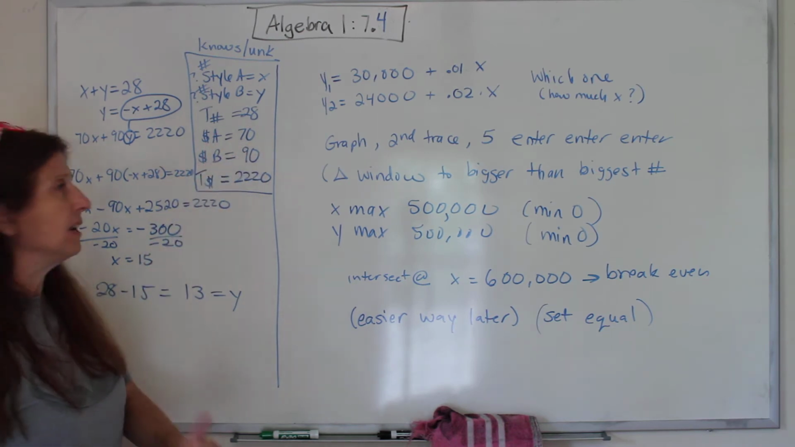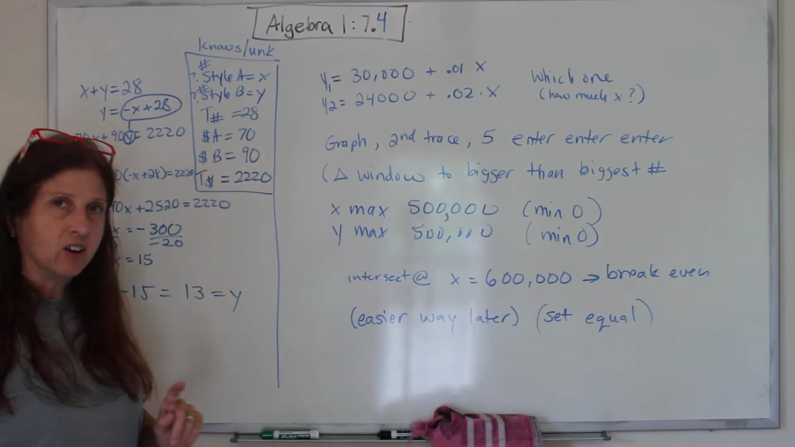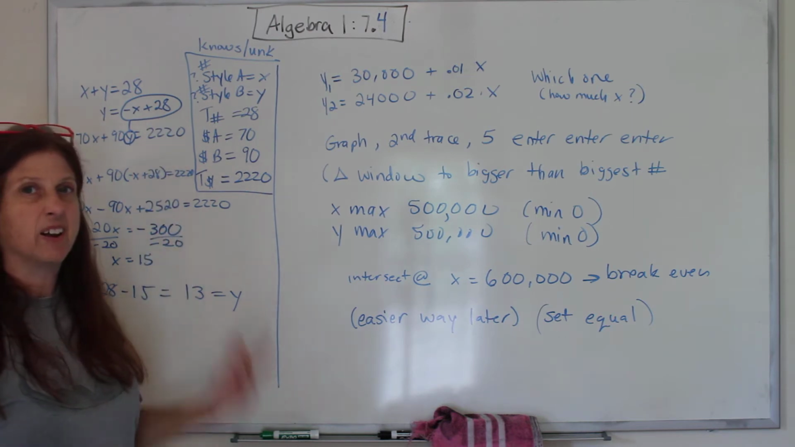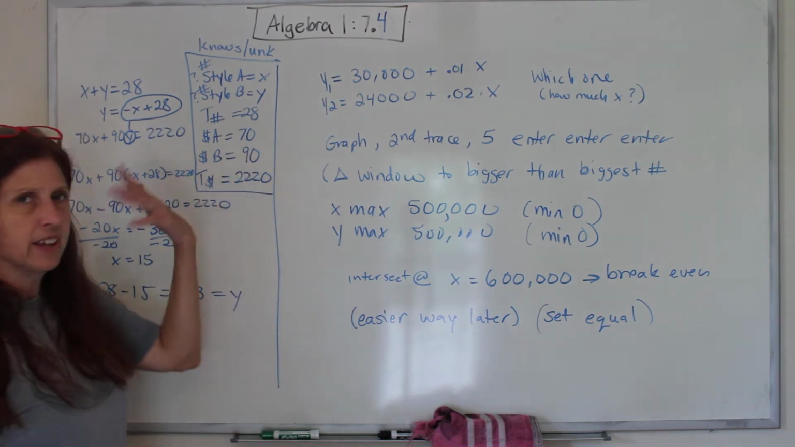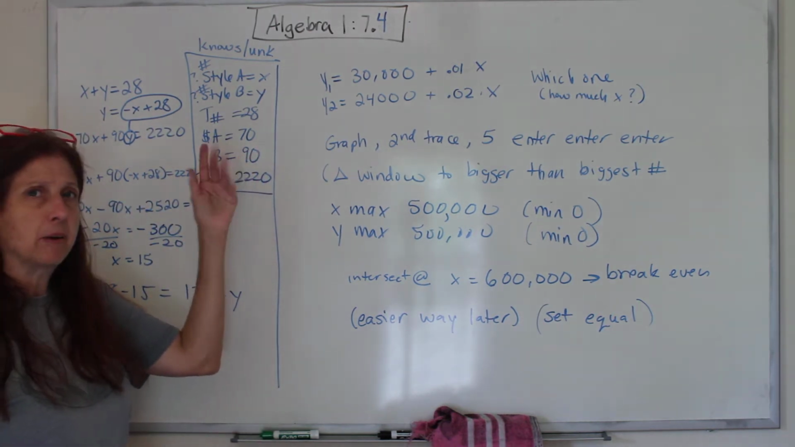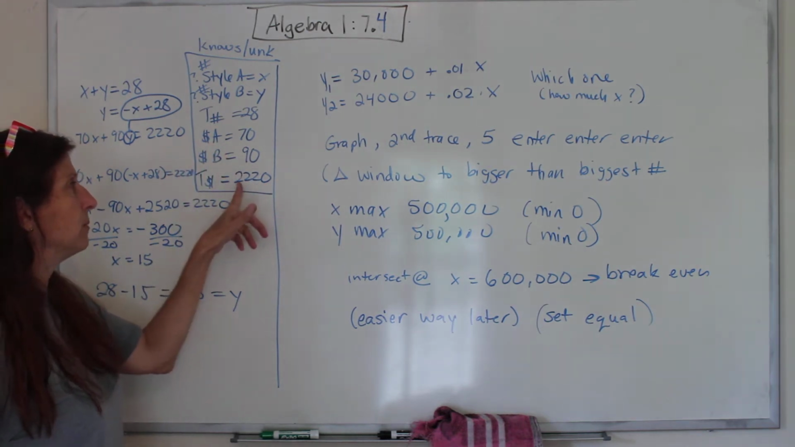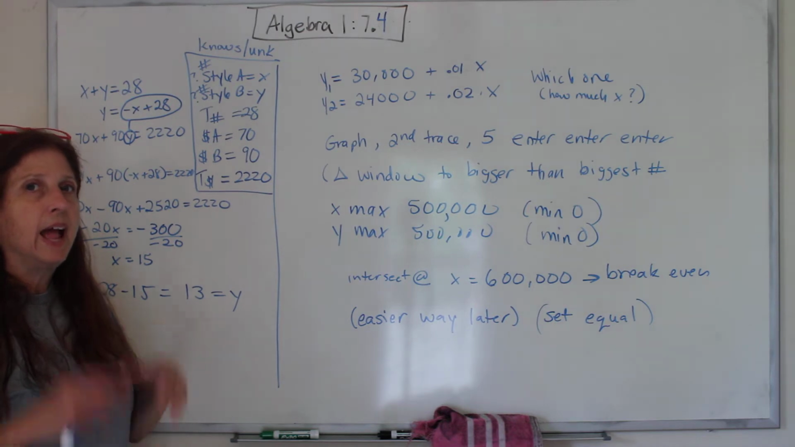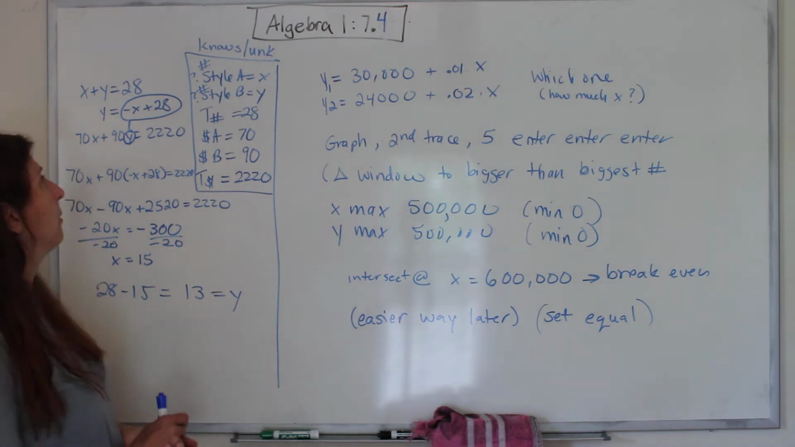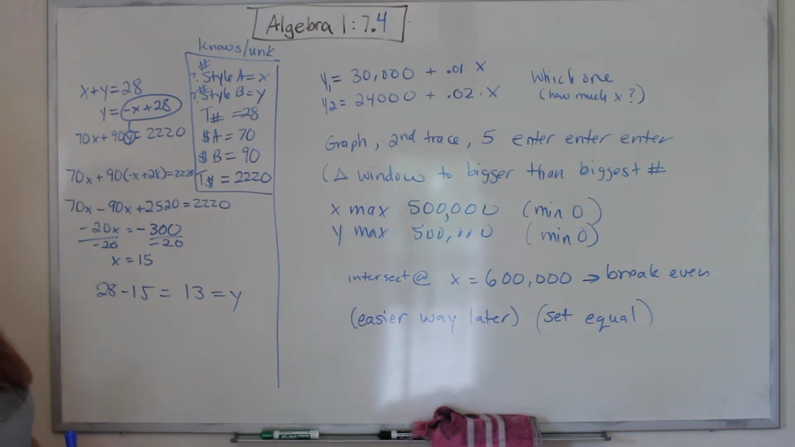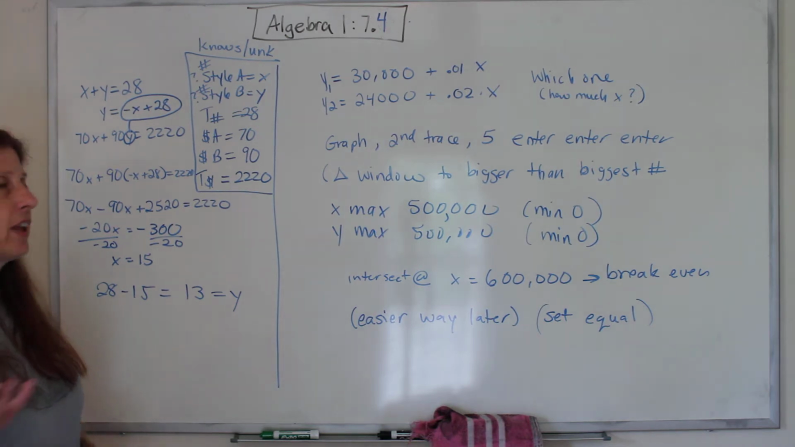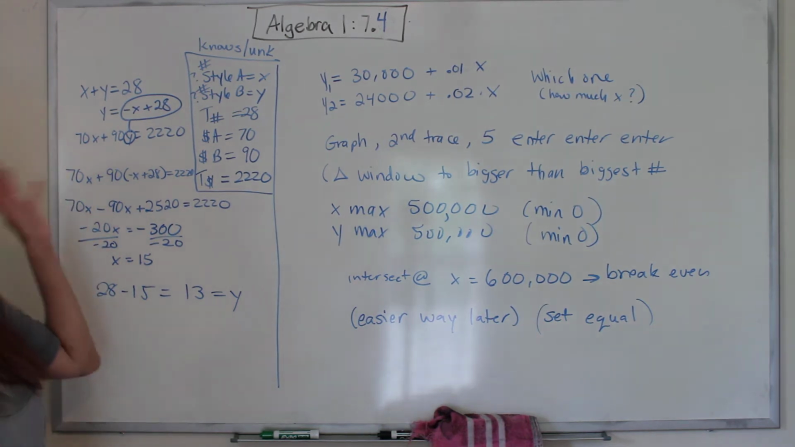A costs $70 a pair and B costs $90 a pair. It's interesting that that's about right for tennis shoes now. Of course, they can go way up, but if you go to Rack Room, that's about what they're going to cost. And the total money they took in that day was $2,220. So we're going to help them out by doing a problem to let them know how much they sold. Now, you can use your calculator, but we're going to do this one without a calculator.